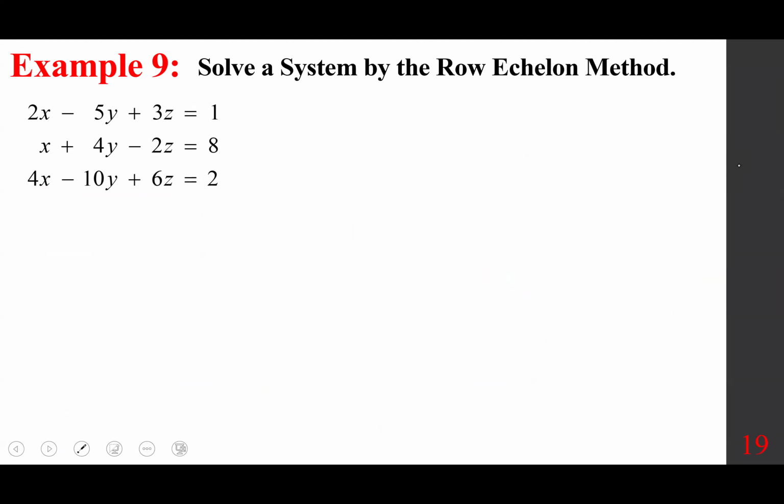Solve a system by row echelon form, and so we go with the augmented matrix. Column X is 2, 1, 4. Column Y is -5, 4, -10. Column Z is 3, -2, 6. And the constant is 1, 8, 2, the column for the constant.